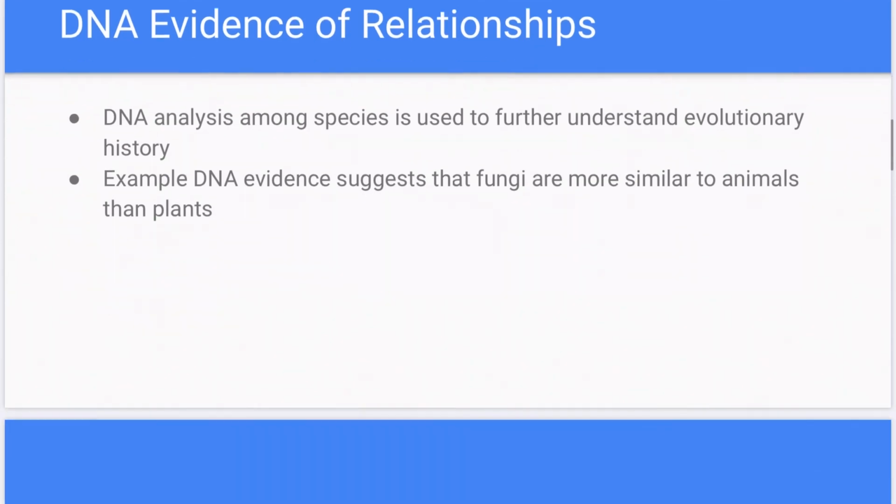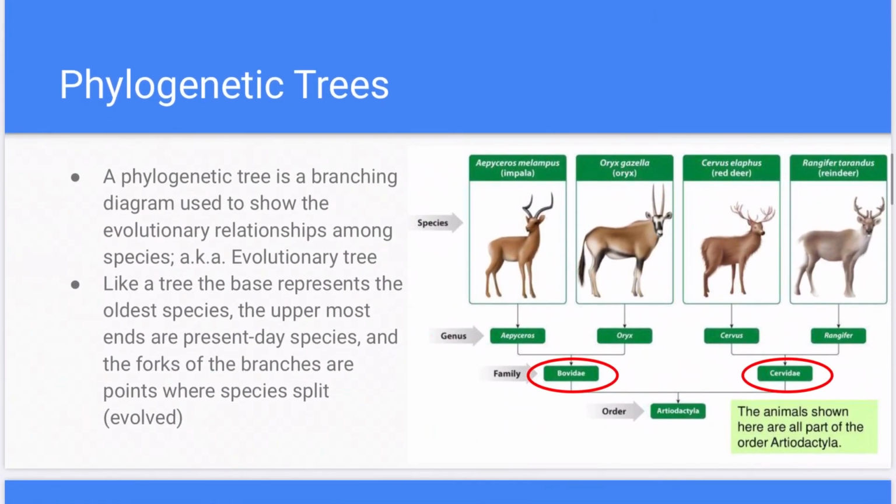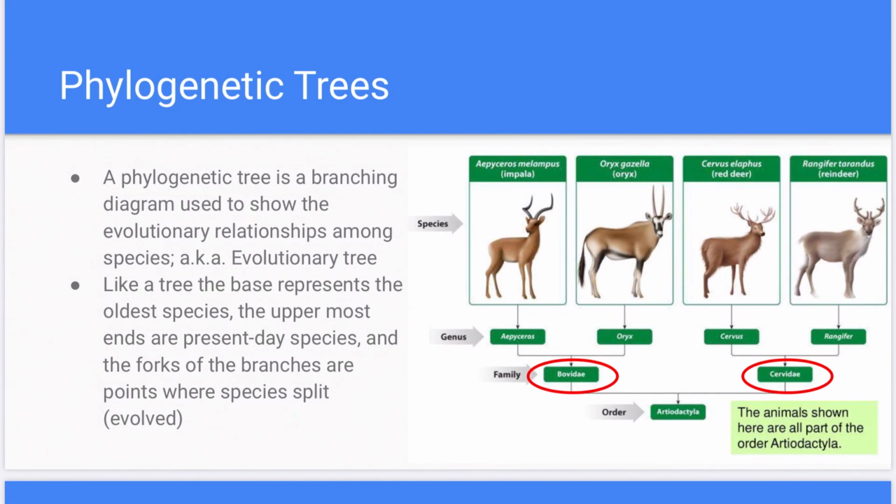We organize all this information into what's called a phylogenetic tree. The tree is a branching diagram used to show evolutionary relationships among species. We talked about this the other day and how we said nothing is really above the other because the branching of a tree is so variable. But here we can see, like a tree, the base represents the oldest species. The uppermost ends are present-day species, and the forks of the branches are the points where a species split or evolved.